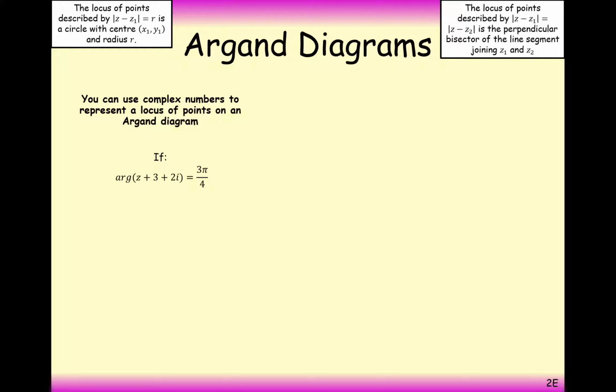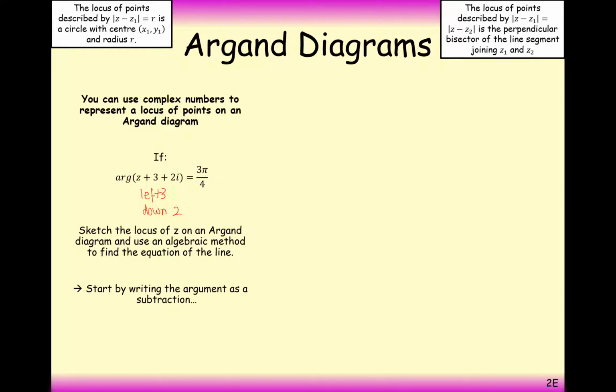Alright then, another challenging one here. Arg of z plus 3 plus 2i equals 3 pi by 4. Now if we think of this as a graph transformation, this is going to move our starting point left 3, and then down 2, because inside the brackets is effectively opposite. We need to find the complex number that when we add 3 and add 2i onto it, gives us an argument of 3 pi by 4. So it's left by 3 and down by 2 for this type of complex transformation.